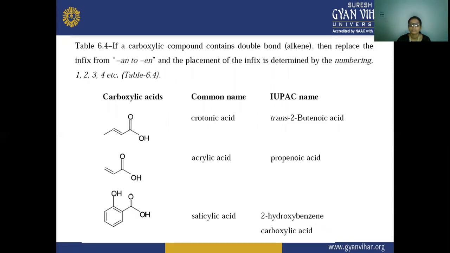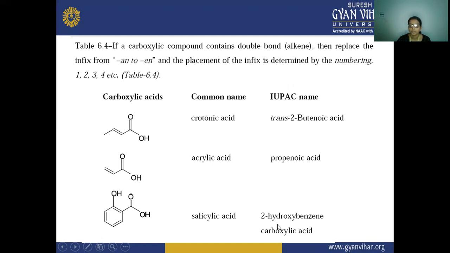Next, if the carboxylic acid contains a double bond, then replace the infix from ane to ene, and the position of the double bond is determined by the numbering. If the double bond is present here, then the name is butenoic acid. So we have to use the word ene in place of ane. So here ane is converted into ene. So this is your butenoic acid, this is your propenoic acid, and this has a hydroxyl group on this benzene ring.